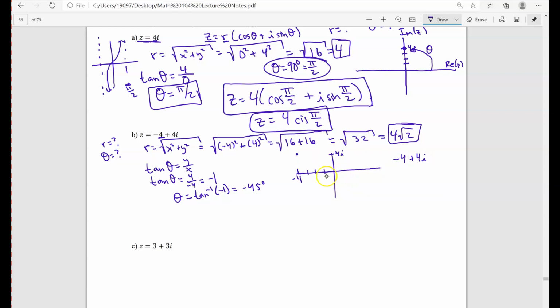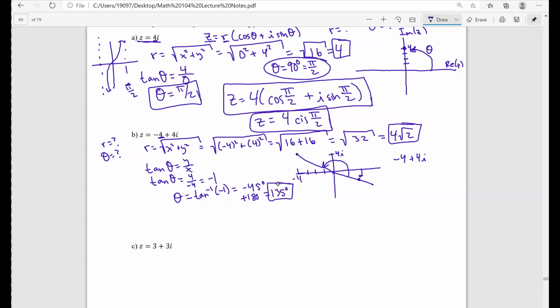So right now the angle that we got was this angle down here, and that's not quite what we want. We want this angle right over there. All we got to do to get to that point is just add 180 degrees. So we're going to take this 180 and add it to negative 45 degrees and get 135 degrees. So that is a true angle.